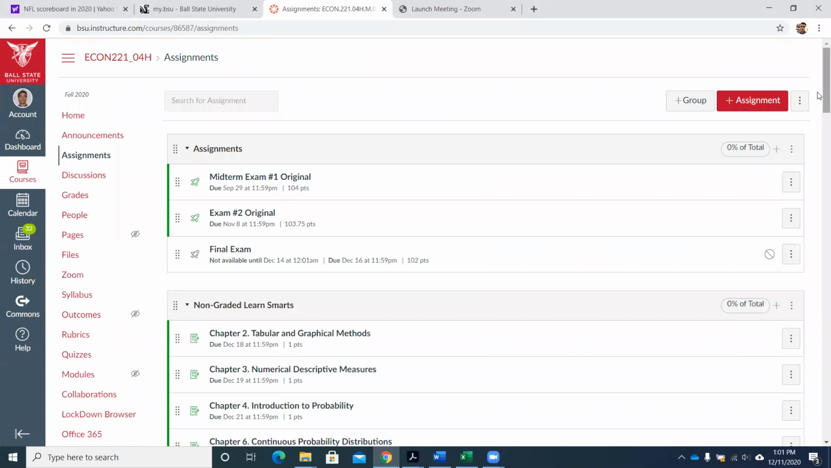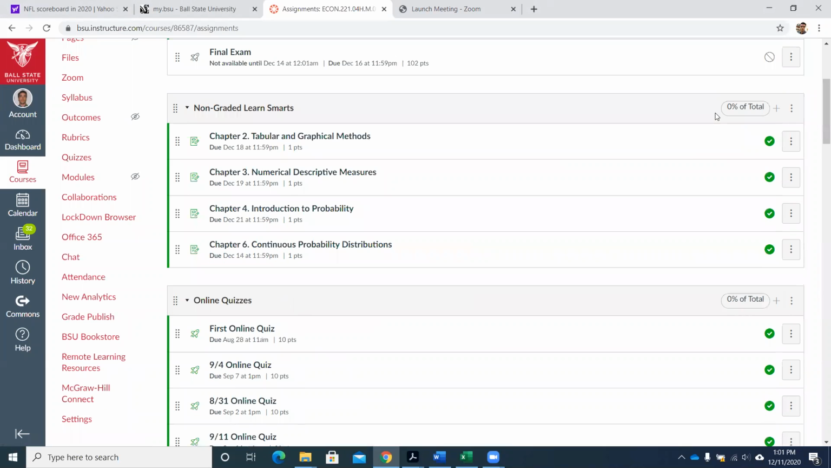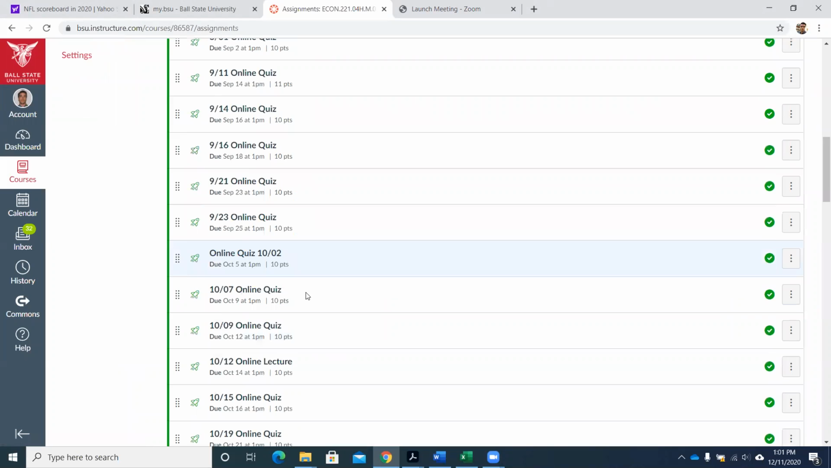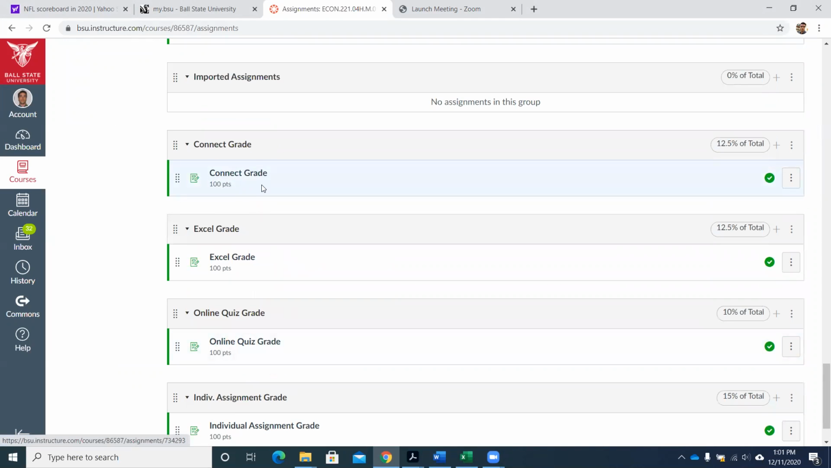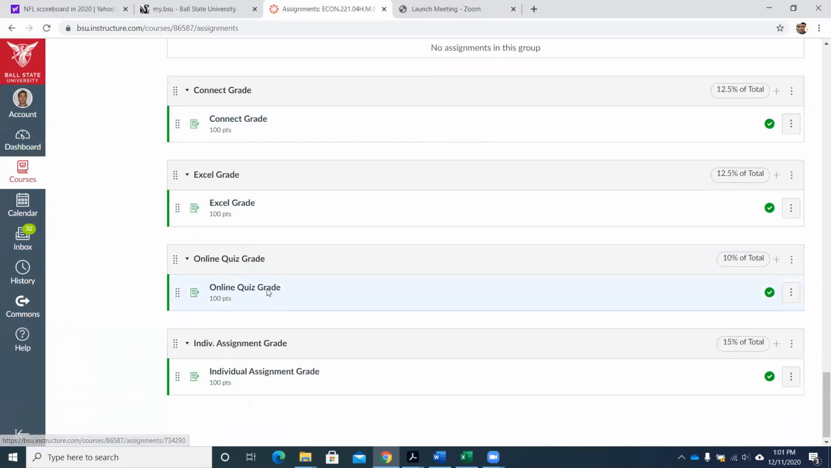So I uploaded, instead of using your grade from the online quizzes and Connect homeworks, what your grade would be with your lowest of each type dropped. So here's your Connect grade with the lowest dropped. And maybe I'll update the names to say "with drops," just so it's a little more clear. I put your Excel grade with the lowest one dropped, your online quiz grade with the lowest 3 dropped, and then your individual assignment with the lowest dropped after grading those last individual assignments.